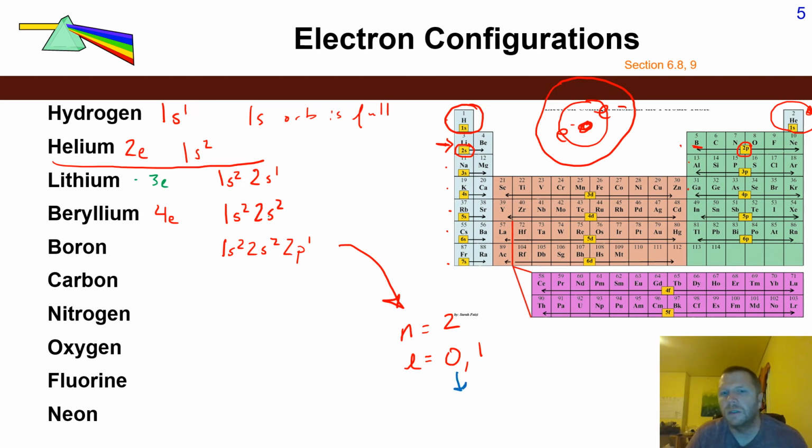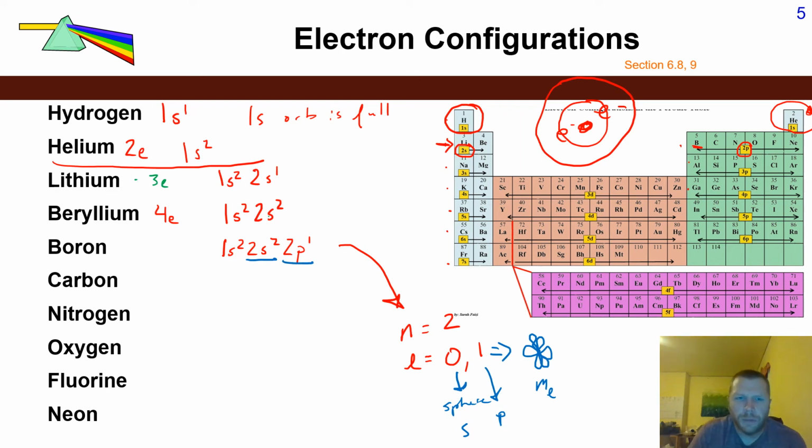That L value tells us if L equals 0, we're talking about a sphere. If L equals 1, we're talking about a dumbbell. And that dumbbell can be in 3 different orientations about the X, Y, and Z axis. Those 3 different directions are going to come from our M sub L values. But ultimately, L equals 0 is our sphere, our s orbital, and L equals 1 is our p orbital. So we've got a 2s2 and a 2p1 orbital, and we put 1 electron in there.